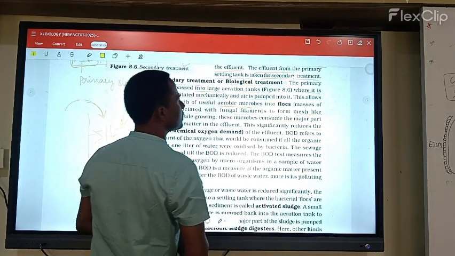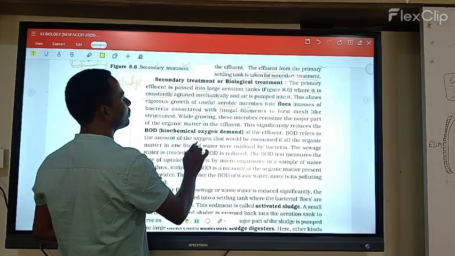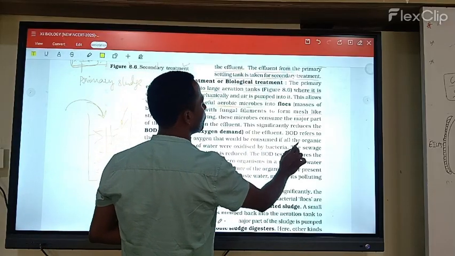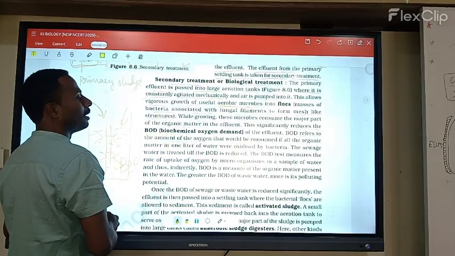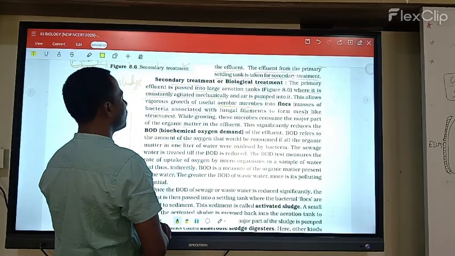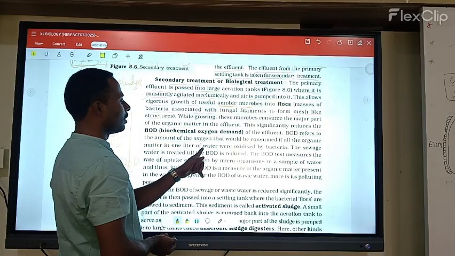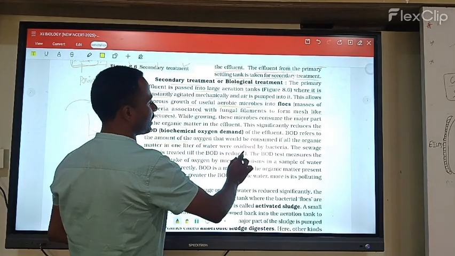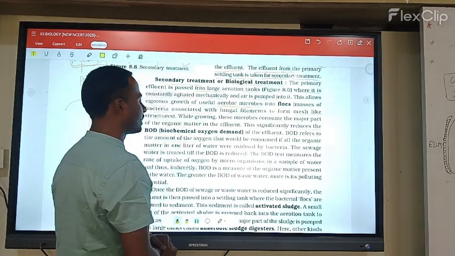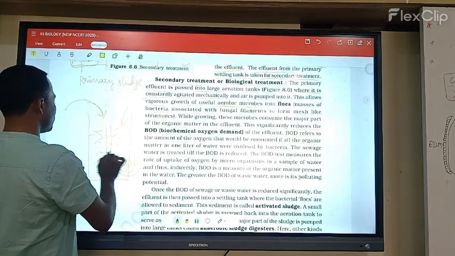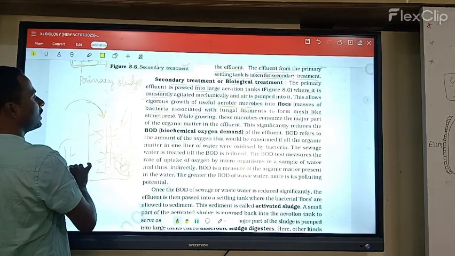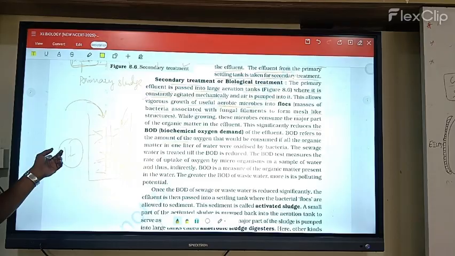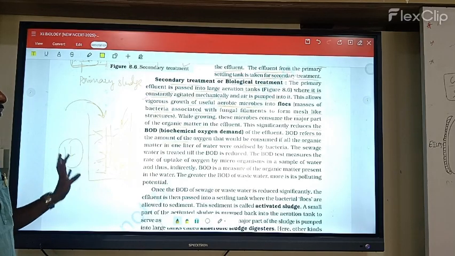Biological oxygen demand refers to the amount of oxygen that would be consumed if all the organic matter in one liter of water were oxidized by bacteria.